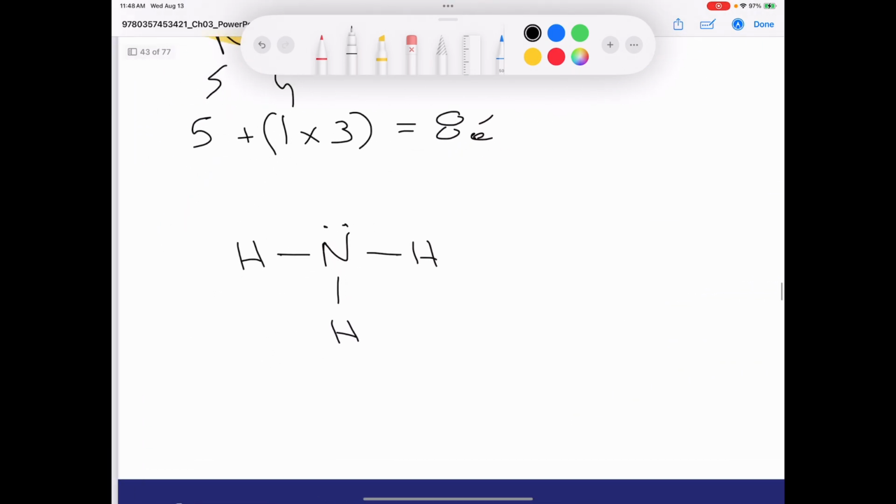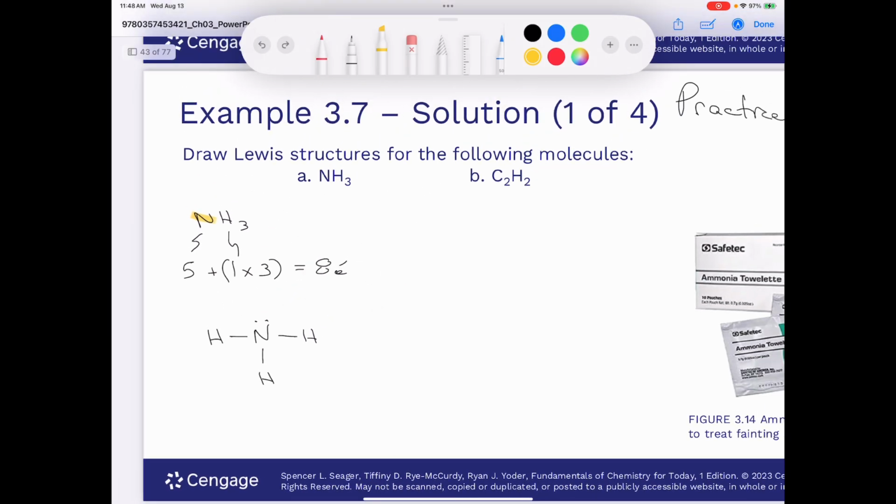Now, does the nitrogen have a complete octet? Meaning, is it surrounded by 8 electrons? 1, 2, 3, 4, 5, 6, 7, 8. Yes, it is. So this would be the Lewis structure of ammonia.